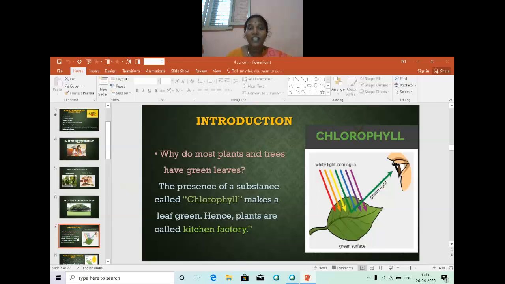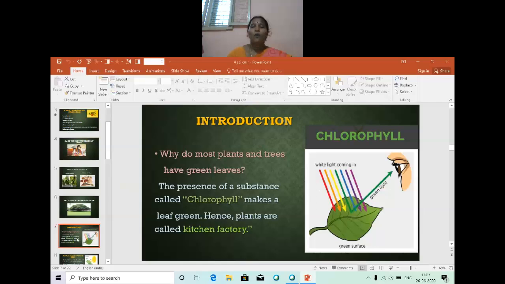Because the leaves have many of the light colors spotted in the leaf. This leaf has a green pigment, chlorophyll. This green pigment dominates over the others. That's why we are getting the green color into our eyes. So we can see the green color from the plant. So plants have the green pigment called chlorophyll. That's why all the plants are looking green in color.